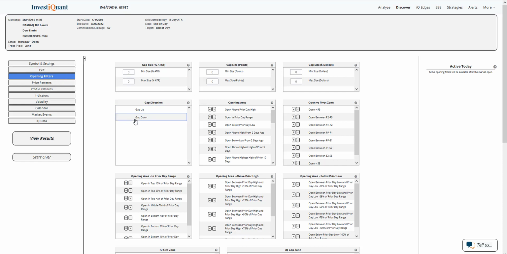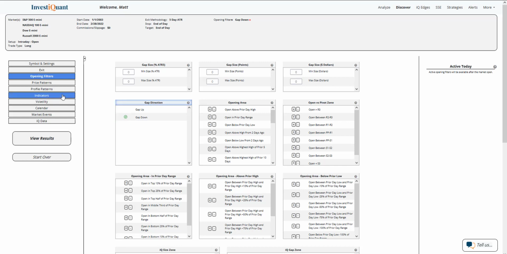I am going to be selecting down gap here. We are currently trading lower. We had a sizable down gap on the open of the futures market last night. However, we have been lifting the majority of the session, but that still leaves us below Friday's close because the gap was so big. So we are trading lower currently. I will be using that here in the opening filters library.